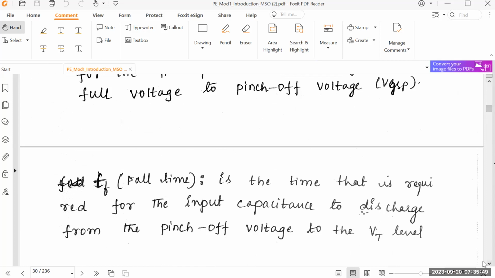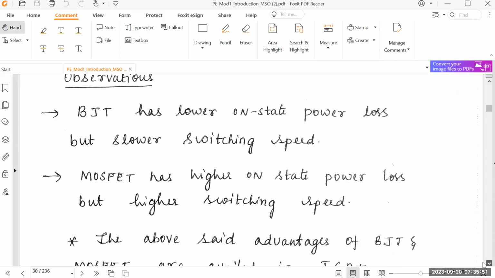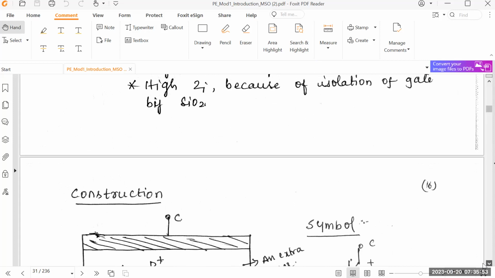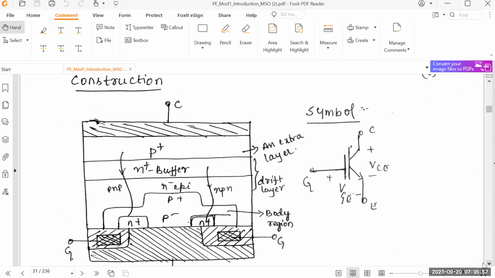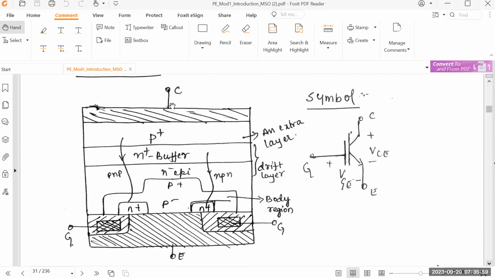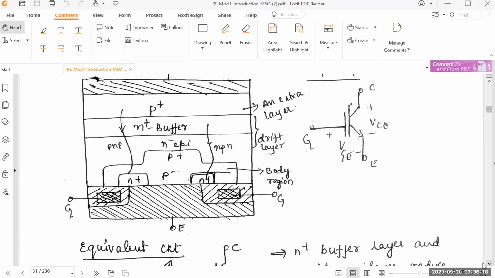Collector terminal. So the IGBT is a kind of device which is a combination of both a MOSFET and also a BJT. You can see, these are 3 terminals. This is the collector terminal, this is the emitter, and this is the gate terminal. Since the gate is insulated, instead of using the base terminal of a BJT, the gate has been used. So we call it an insulated gate bipolar transistor. This was the construction of this one.